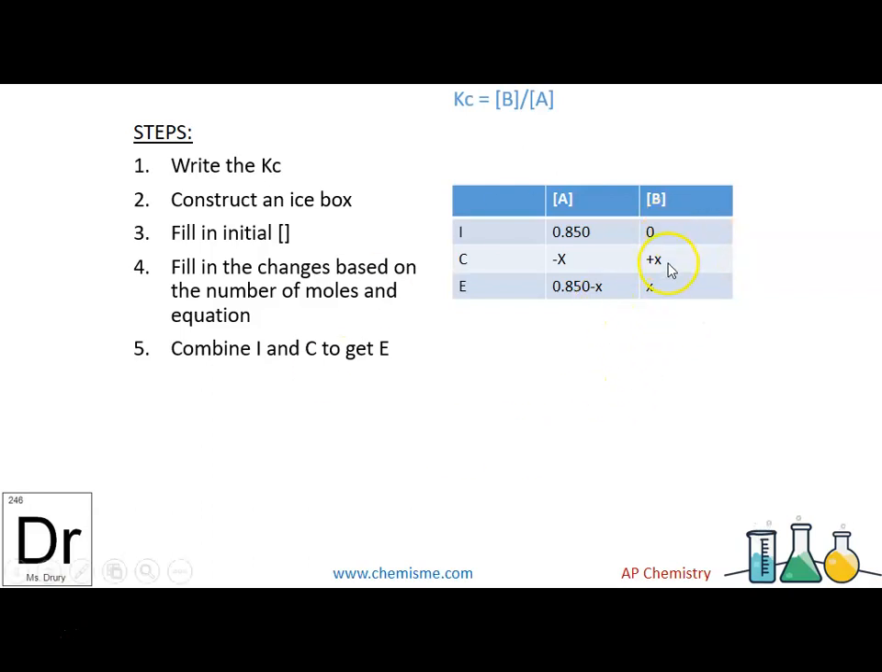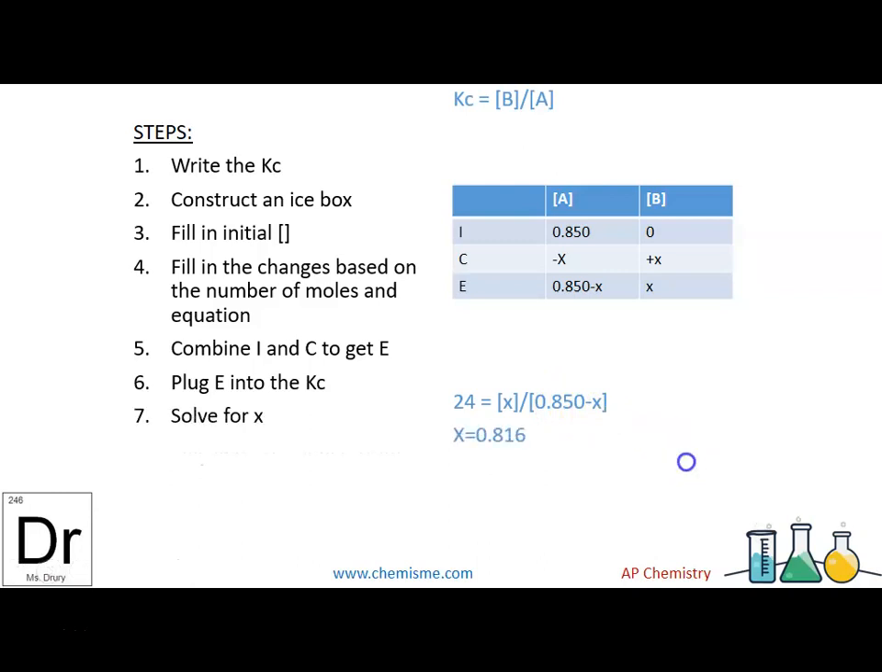For B, the initial was 0 and C was plus X, so 0 plus X is just X. We're going to plug those numbers into the Kc. So the B was X, so that goes in the numerator, and the A was 0.85 minus X, that goes in the denominator. And we got Kc from the previous slide. When we cross multiply, remember to distribute through the 0.85 minus X, we finally get an X value of 0.816 molar.